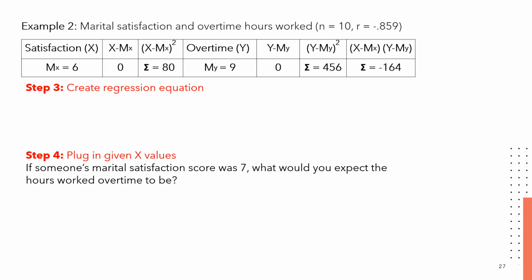From here, go ahead and solve for steps 3 and 4. So make the regression equation and then answer the following question. If someone's marital satisfaction score was 7, what would you expect the hours worked overtime to be? Pause to solve. The answer will be shown in 5 seconds.